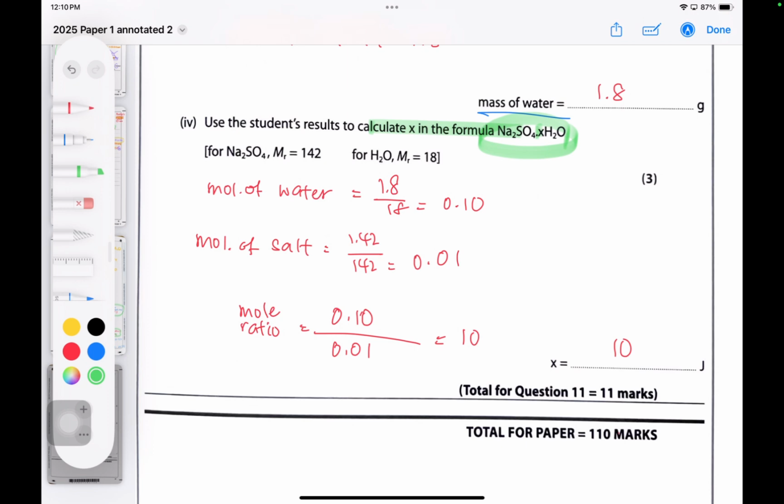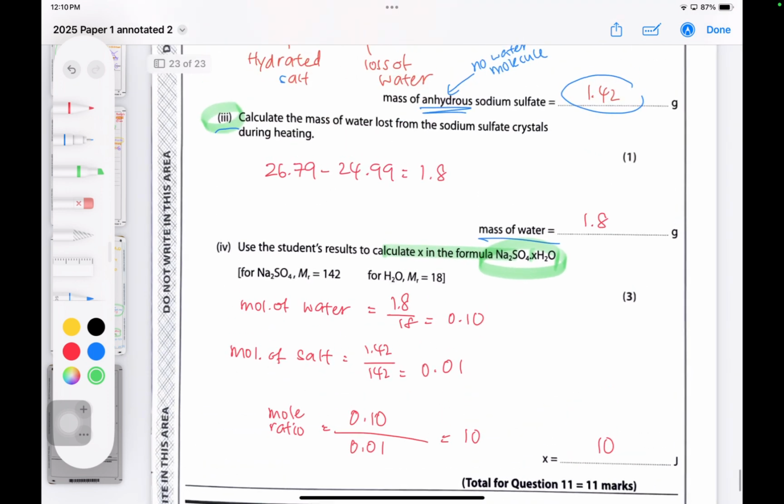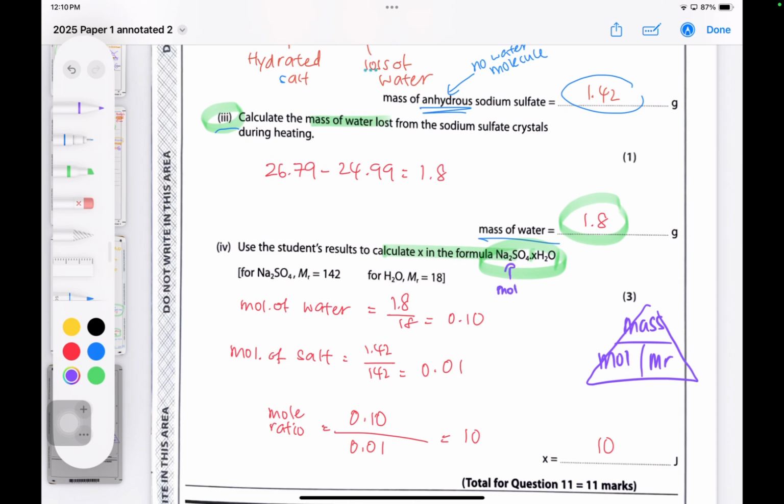What is this X value here? So you need to use the mole of water. You want to calculate the mass of water. Again, I'm going to try to draw out my triangle for mass, mole, and MR. In order for us to do this question, we want to find the mole of the acid and find the mole of the water, and then we compare it by ratio. Okay, so let's get started.